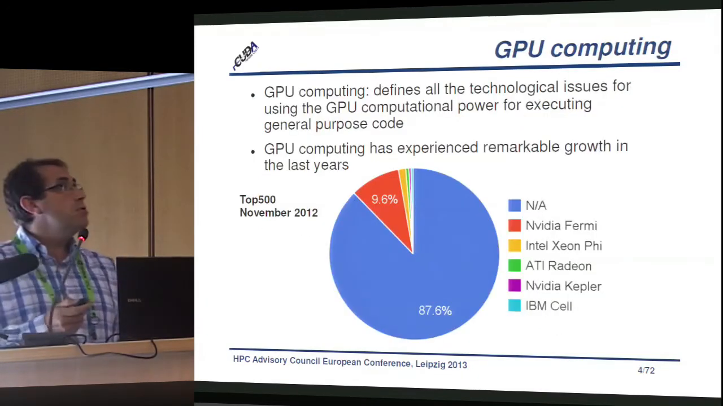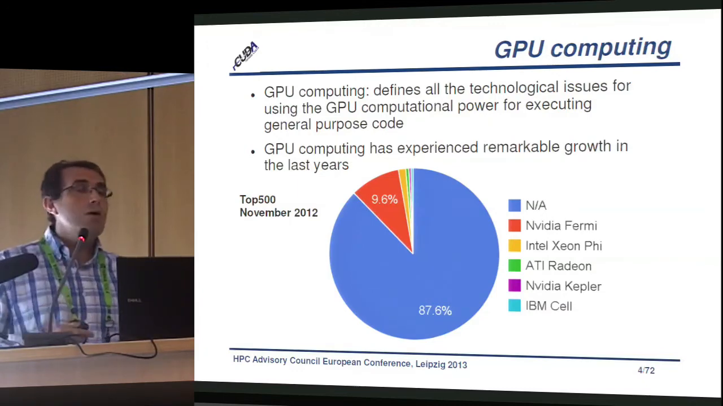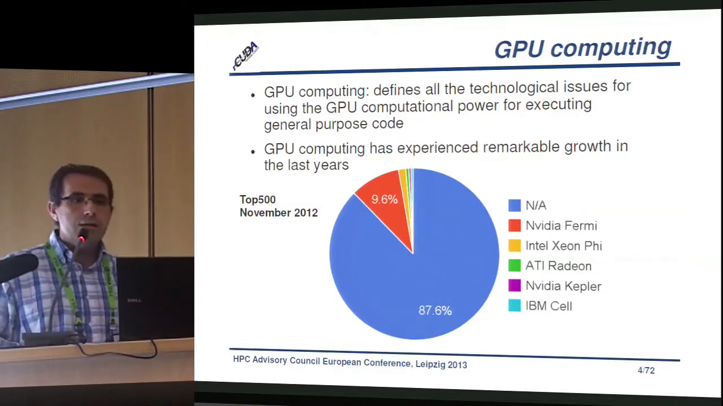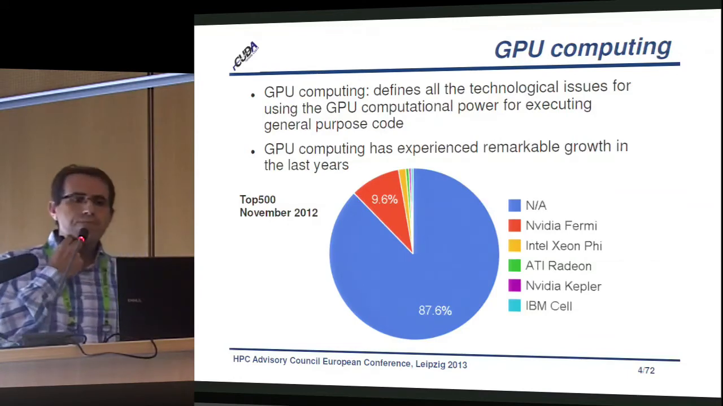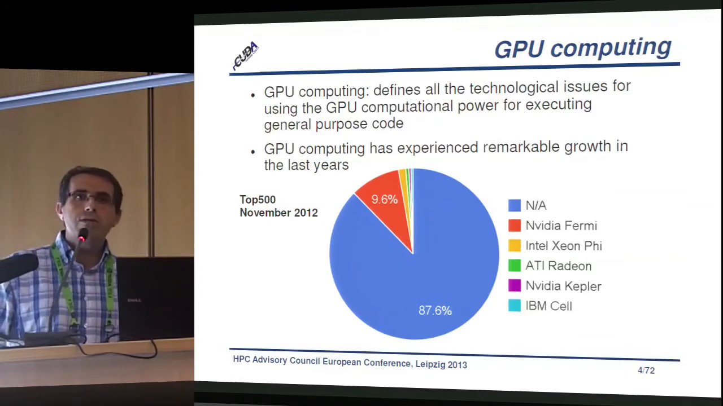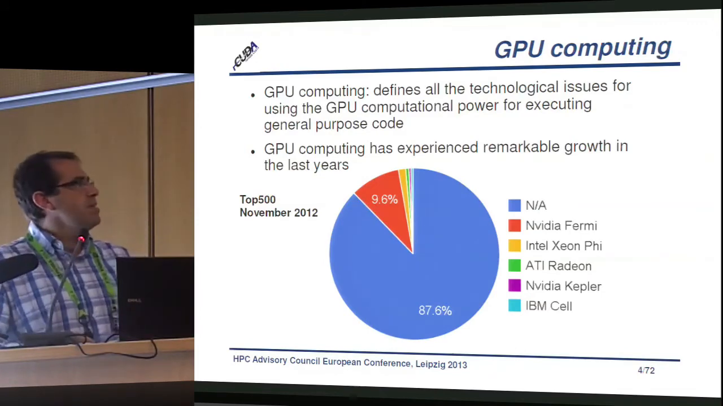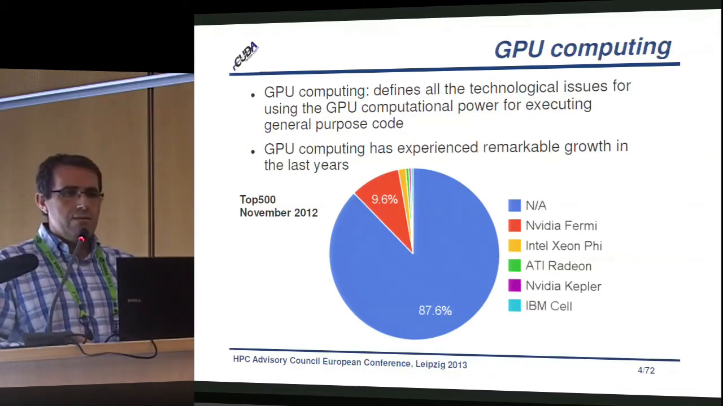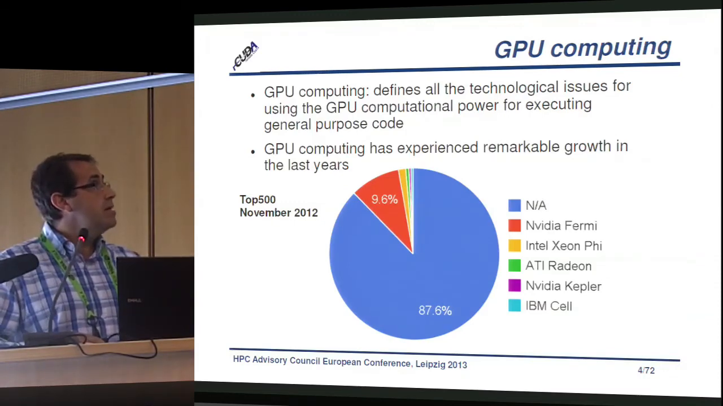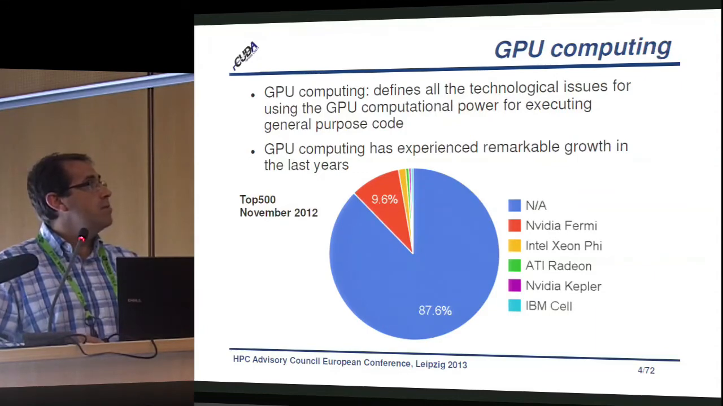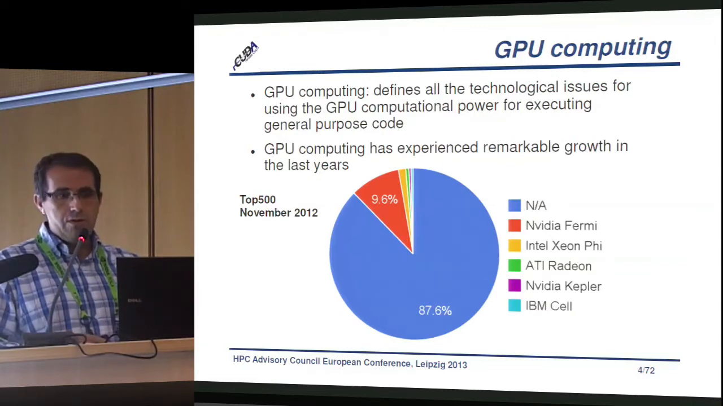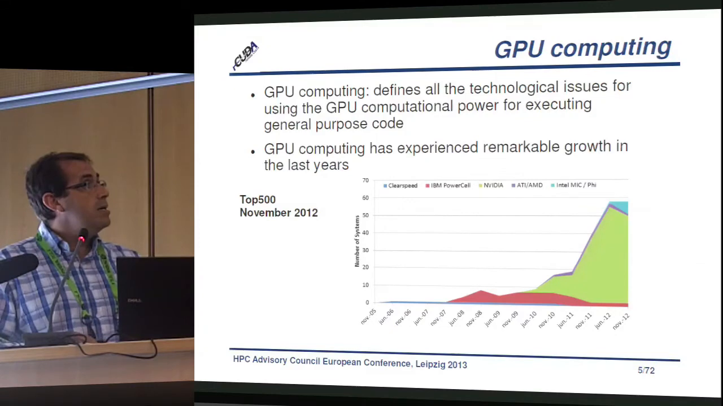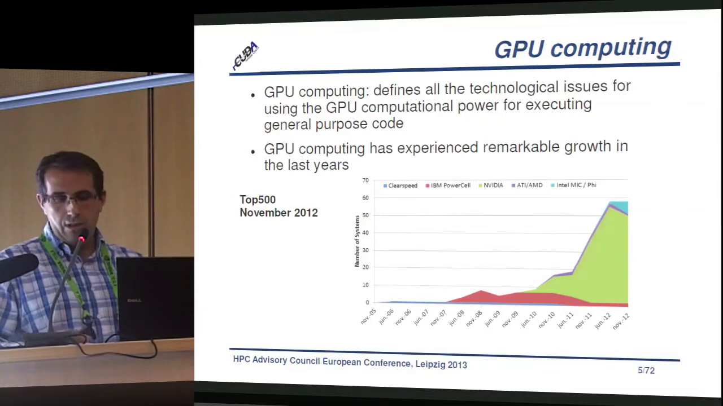Okay, GPU computing, as you all know, defines all the technological issues for using the GPU's computational power for executing general purpose code. It has made remarkable growth in the last years. In fact, in the last Top500 list in November, more than 10% of the supercomputers appear using some type of accelerators, and it has been in the last year when these accelerators have been integrated into these supercomputers.